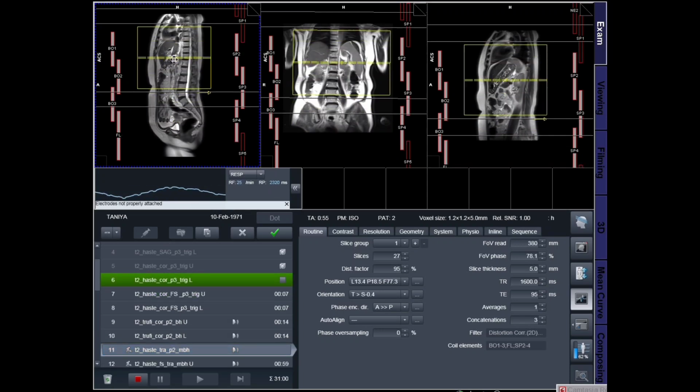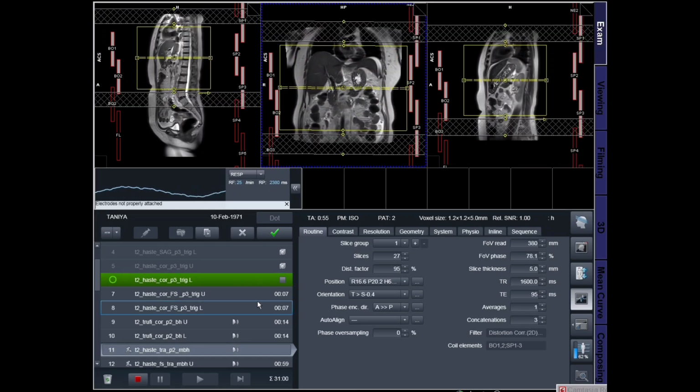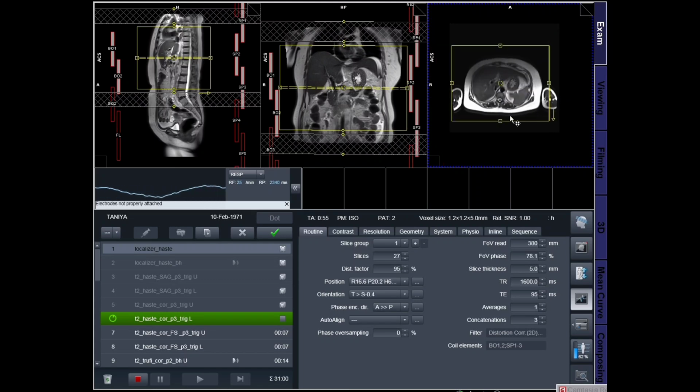Coronal T2 weighted imaging. A coronal T2 sequence is then planned. This plane helps visualize the longitudinal anatomical relationship of abdominal organs, including the liver, spleen, kidneys, and bowel loops.